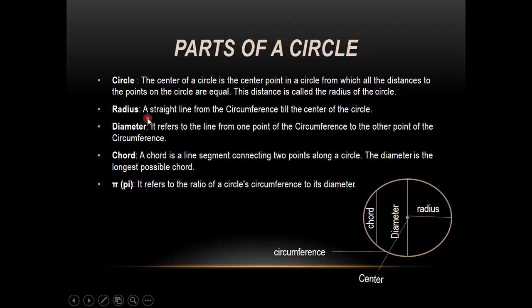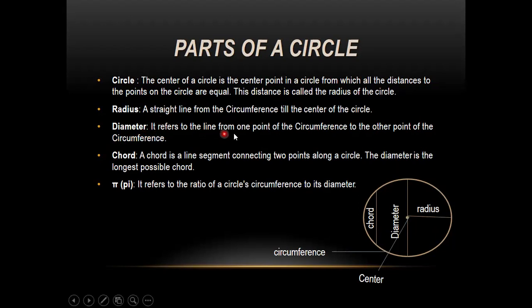Next, radius. A straight line from the circumference to the center of the circle. So what do we mean by radius? A straight line from the circumference of the circle to the center, this is called radius. And we know that the diameter equals twice the radius. Earlier classes we have learned.